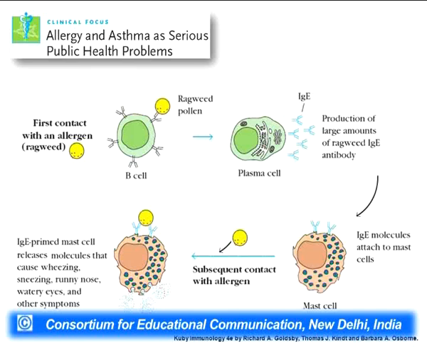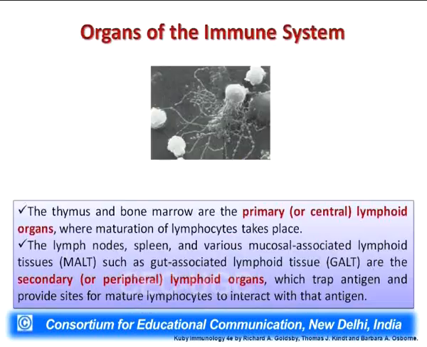These plasma cells release antibodies, which then go and attach to the mast cell receptors present on the top of it, and the ragweed then binds to these antibodies and elicits a response which is called the IgE primed mast cell response, where there is a release of pharmacologically important molecules from these mast cells, which causes sneezing, running nose, watery eyes, and lots of disease conditions which are normally associated with an asthmatic attack.